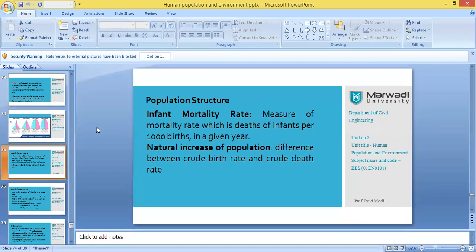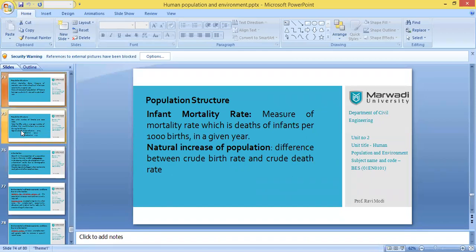Infant mortality rate is the measure of the mortality rate, which is the death of infants per 1,000 births. So out of 1,000 births, how many children are dying in a particular year, that is called the infant mortality rate. Natural increase in population: what is this? It is the difference between the crude birth rate and the crude death rate. I think we also saw this with the help of one of the examples in the numericals.